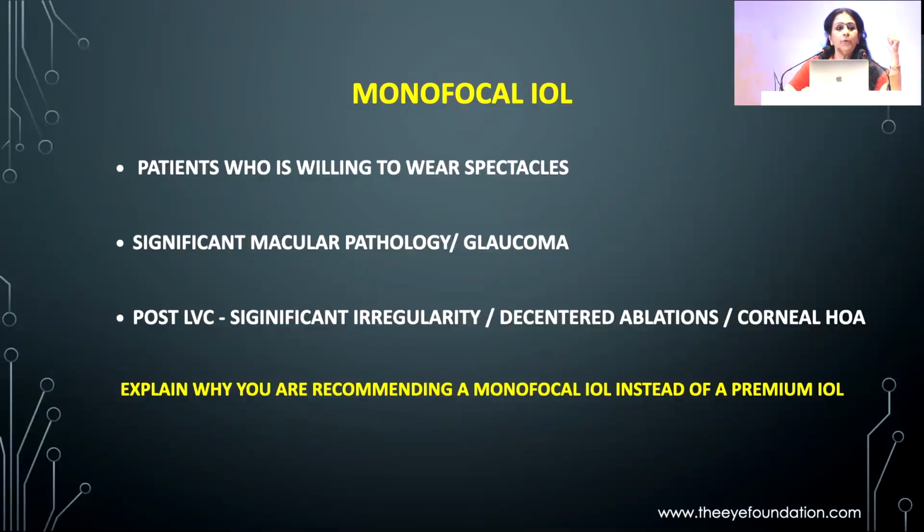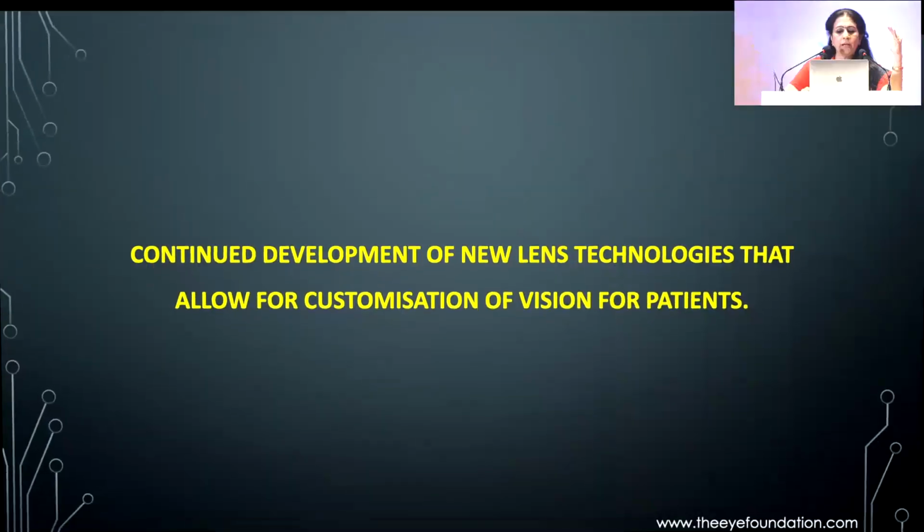Finally, when would I put a monofocal lens and still treat it as premium is when the patient has significant macular pathology, has glaucoma, post-LVC, has irregular bed, decentered ablation, corneal higher order aberrations are there. These are the patients when I will say please put a monofocal and not look at a premium IOL.